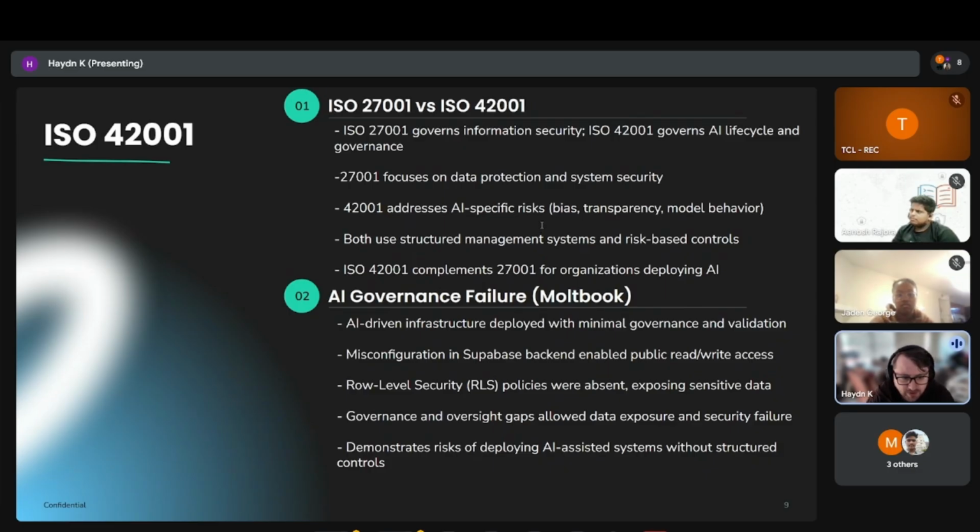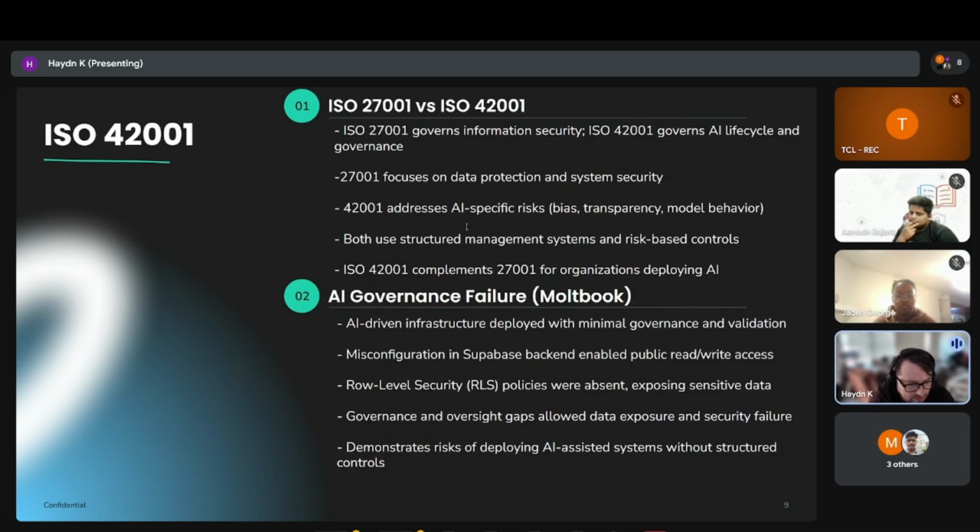It resulted from a critical misconfiguration in the Supabase backend environment, where public read and write permissions were enabled and row-level security RLS policies were not implemented. This misconfiguration exposed sensitive data and API credentials, which showed failures in lifecycle validation, access control governance, and deployment oversight. It does align with several of the ISO 42001 Annex A governance control objectives.